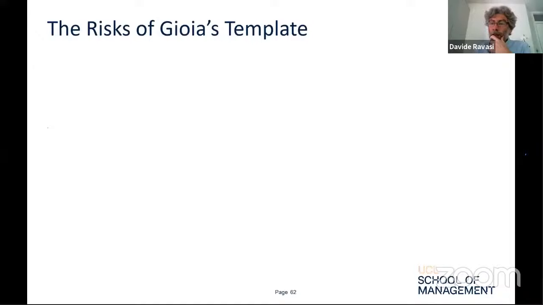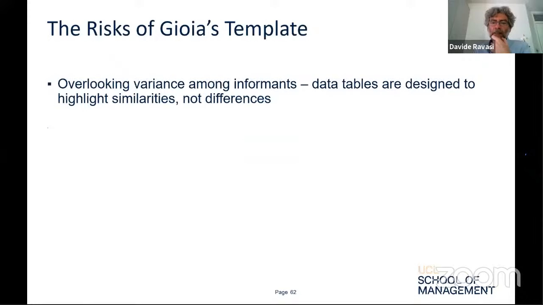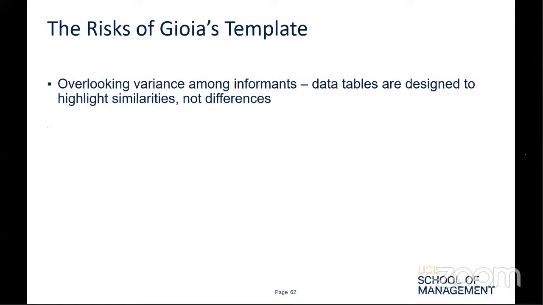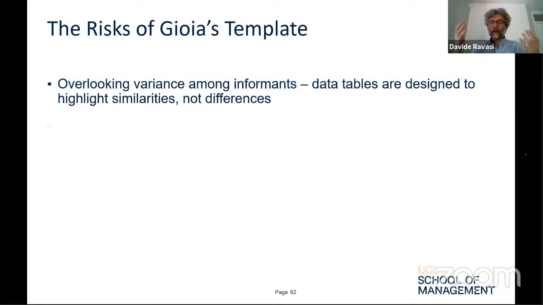Now, to conclude, what are the fundamental risks to avoid? First, overlooking variance among informants. Data tables are designed to highlight similarities, commonalities, not differences. And sometimes you may have important, interesting differences among the interpretations of informants. The risk is that if you use it in a formulaic way, you will not be able to highlight this variance using these displays. You will need to change them in a way.